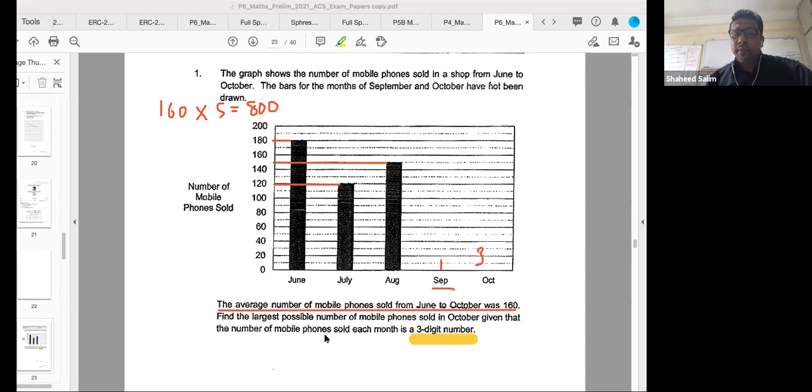They tell you the number of mobile phones sold each month is a 3-digit number. Means it must be 3-digit, means what? 100 is the smallest number. 101, 102, 100 is the smallest number.